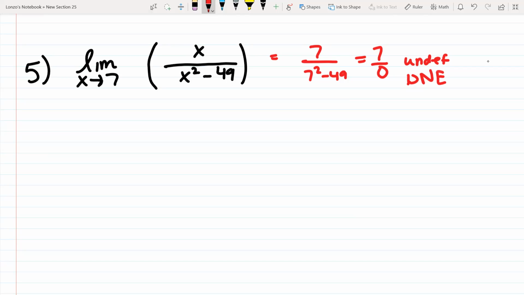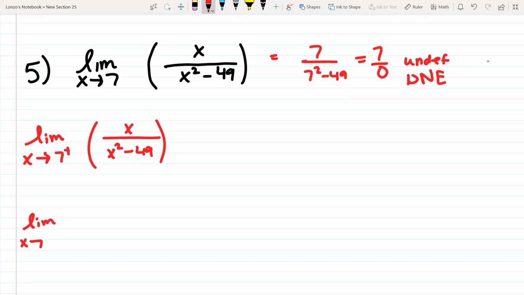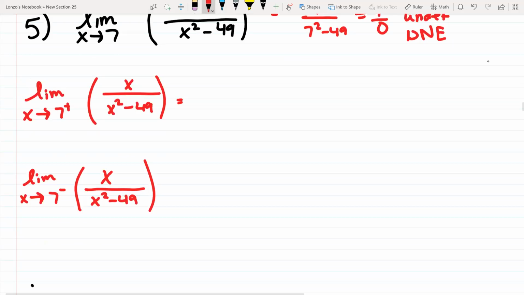Okay, so what should we do? Well, maybe it's a good idea to figure out what the graph looks like. So we're going to figure out, let me write this out, the limit as x approaches 7 from the right, and then the limit as x approaches 7 from the left. And then what you would do is graph it.